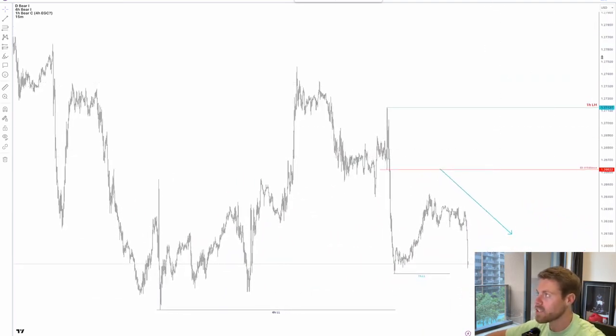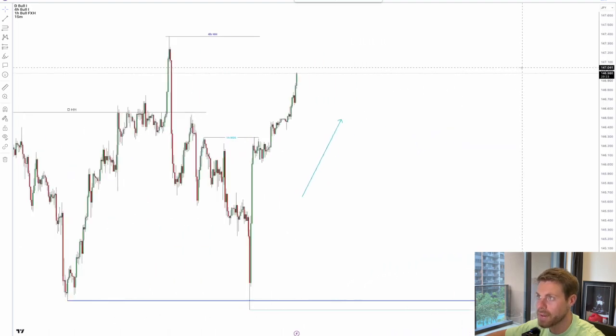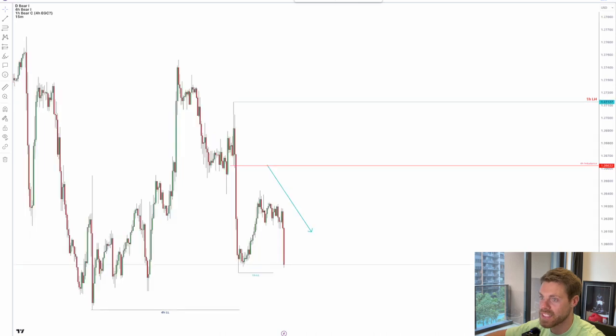So quite an interesting watch list. The most interesting pairs, as I have discussed already, are USD JPY, GBP CAD, and GBP USD.